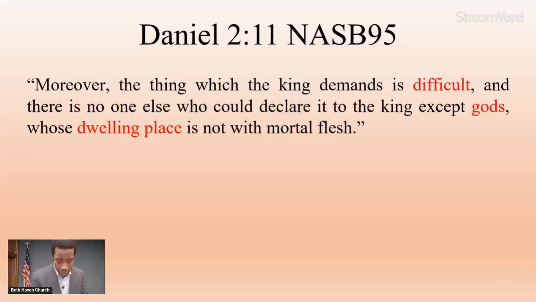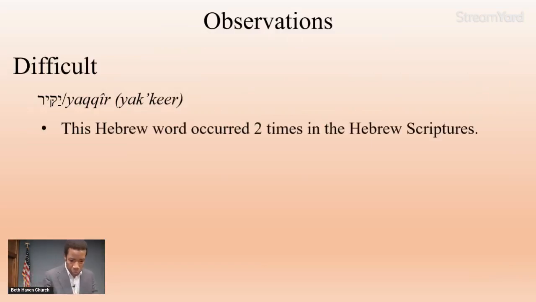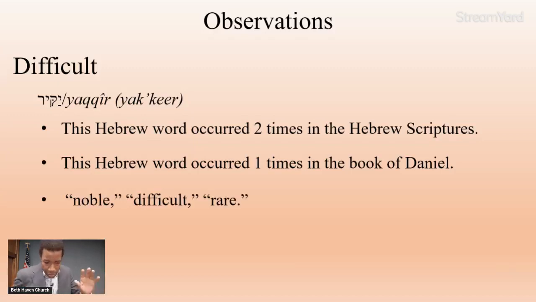Let's take a look at some of the words. First of all, the word difficult is the word yakir. Now, I mentioned this is a Hebrew word, but it's not a Hebrew word. It's an Aramaic word, which occurs twice in the Hebrew scriptures. Once in the book of Daniel. The other time it occurs in Ezra, I believe. It is translated difficult, noble, or rare.